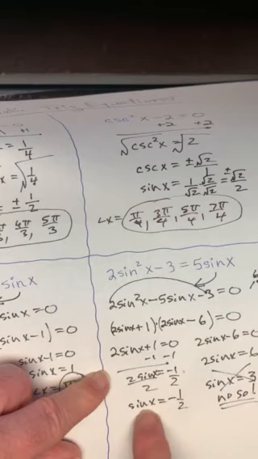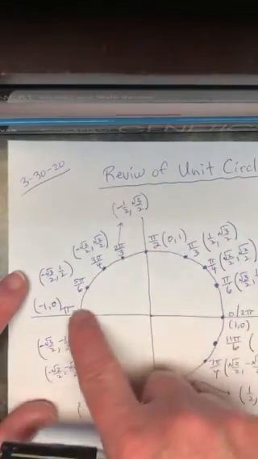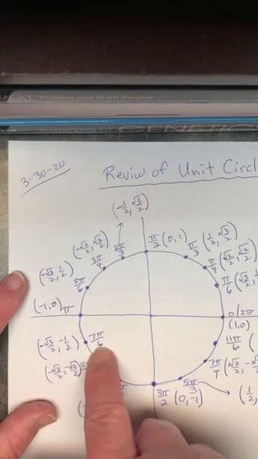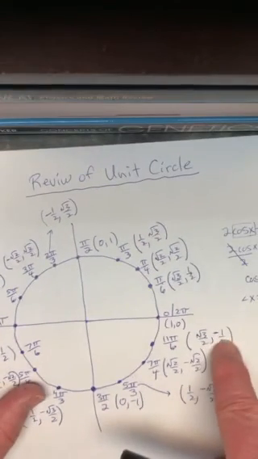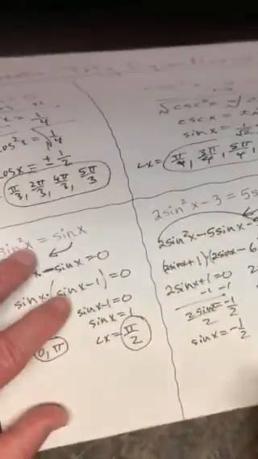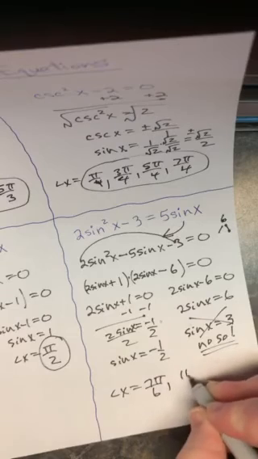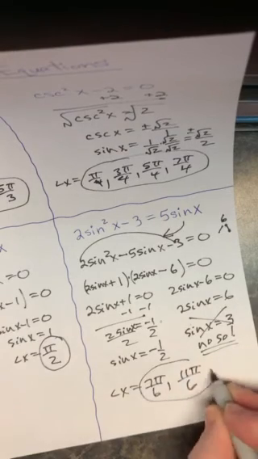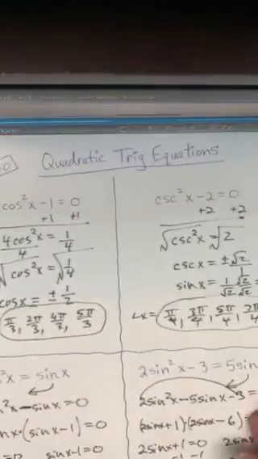So I go to my unit circle. When is my y coordinate equal to negative a half? Well, let's take a look. My y coordinate equals negative a half right here at 7 pi over 6. And where else? Right here at 11 pi over 6. So my answers to this problem, angle x should be 7 pi over 6 and 11 pi over 6. And I did it. Okay? Introduction to quadratic trig equations.